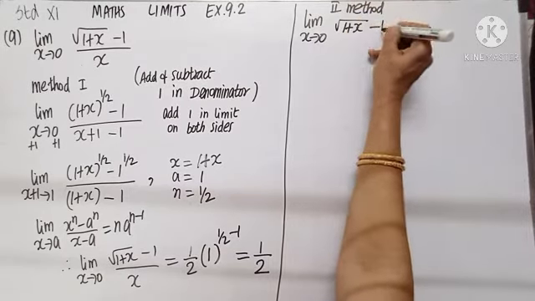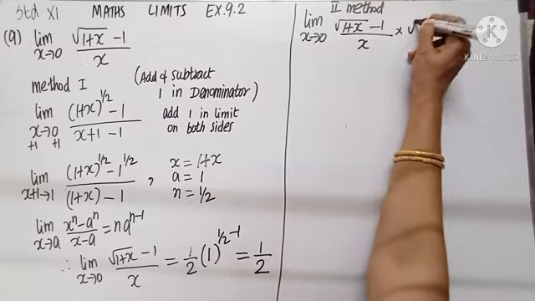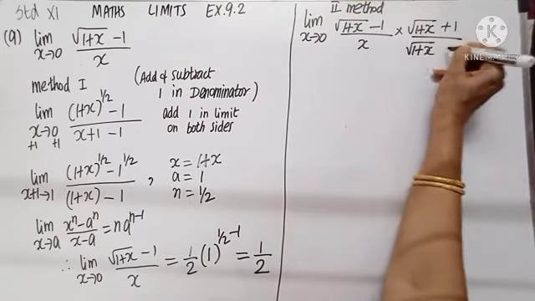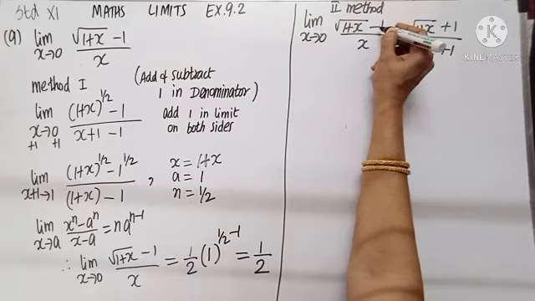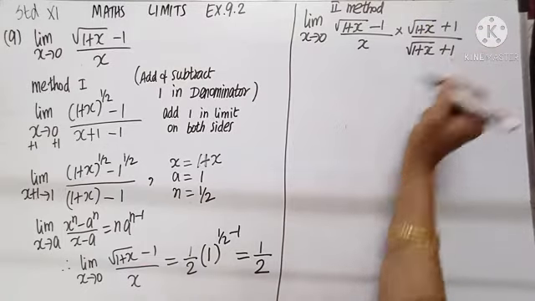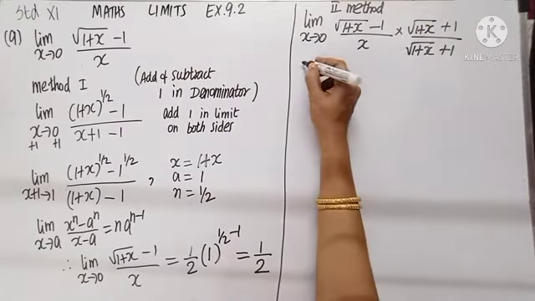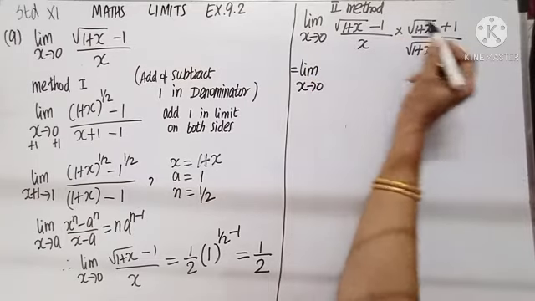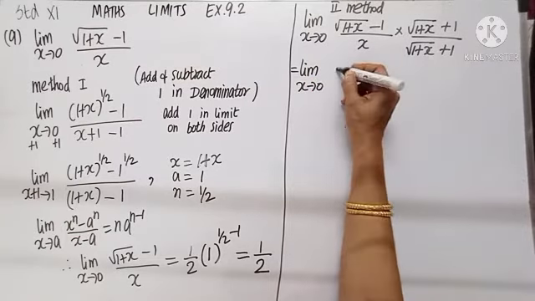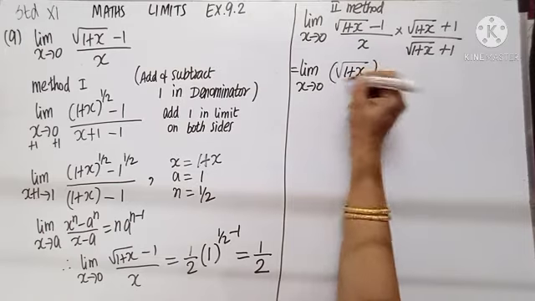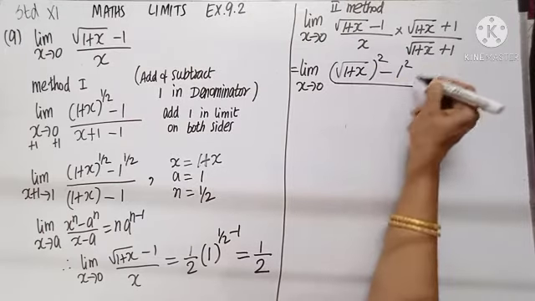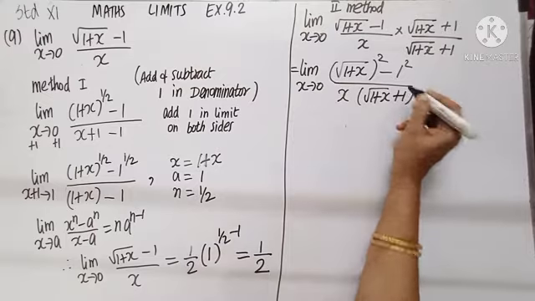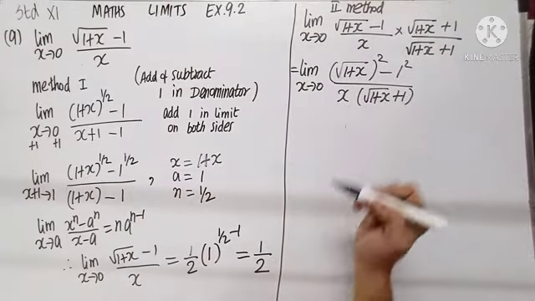We have root 1 plus x minus 1 by x. Multiply and divide by the conjugate. What do you mean by conjugate? Wherever the minus symbol comes, we put plus up and down. And if I simplify, it is a plus b, a minus b, so it is a the whole square minus b square. Denominator root of 1 plus x plus 1 will come as it is, x as it is.